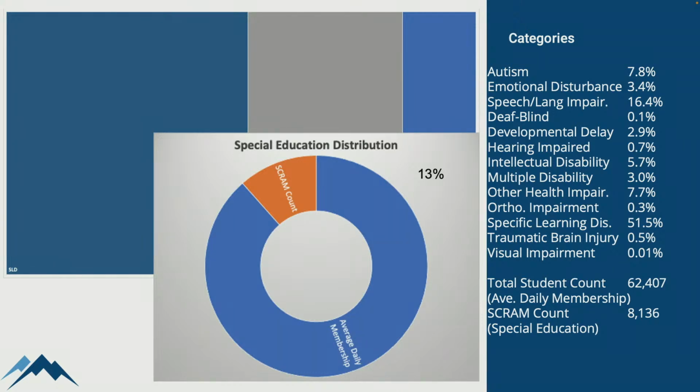Ultimately, about 13% of all the students in Granite School District have some sort of disabling condition and are receiving special education. That's a total of 8,136 kids at our last count.